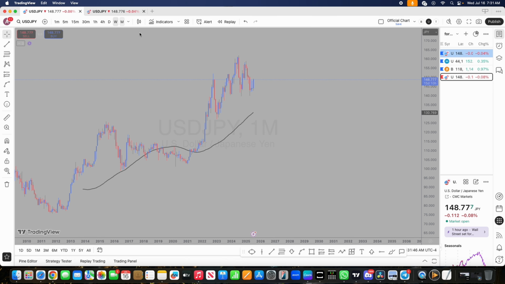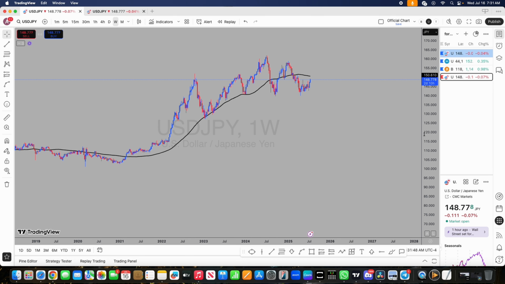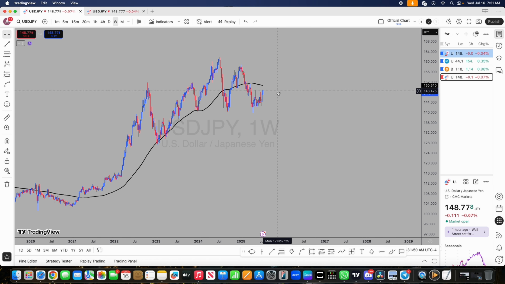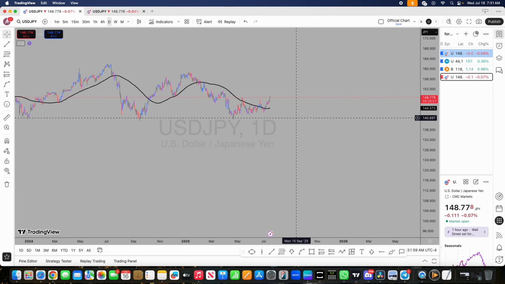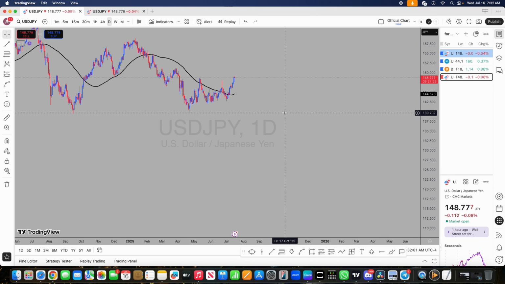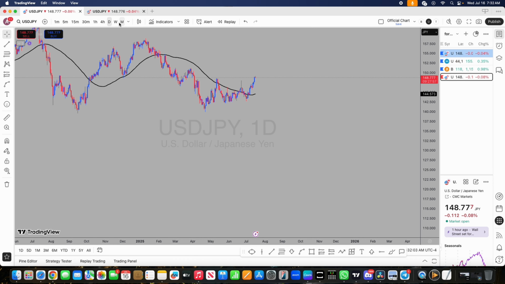But if you go to the weekly, price action is below the moving average, meaning that it's showing us bearish momentum. But if you go to the daily, it's showing us bullish momentum. And that could be because the price action was bearish and now it's switching over to bullish. That could happen a lot.